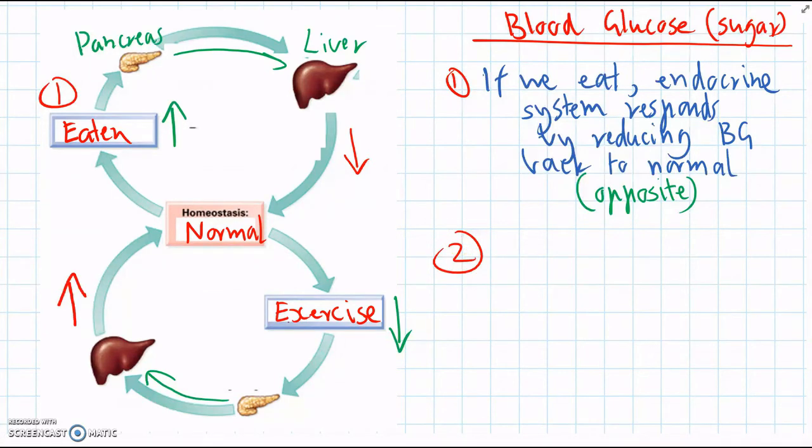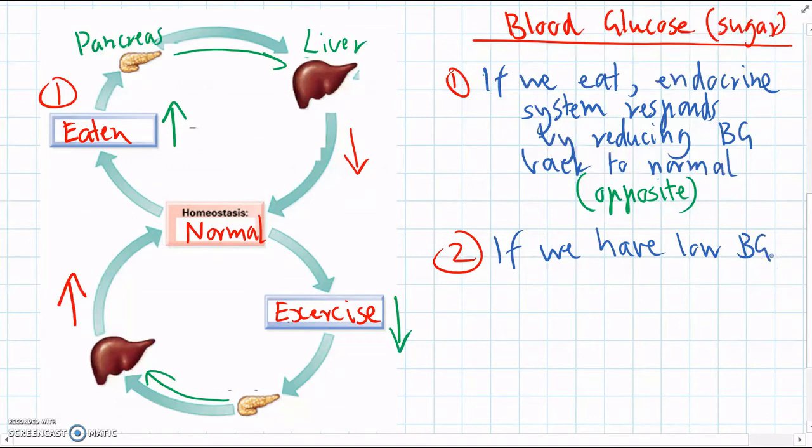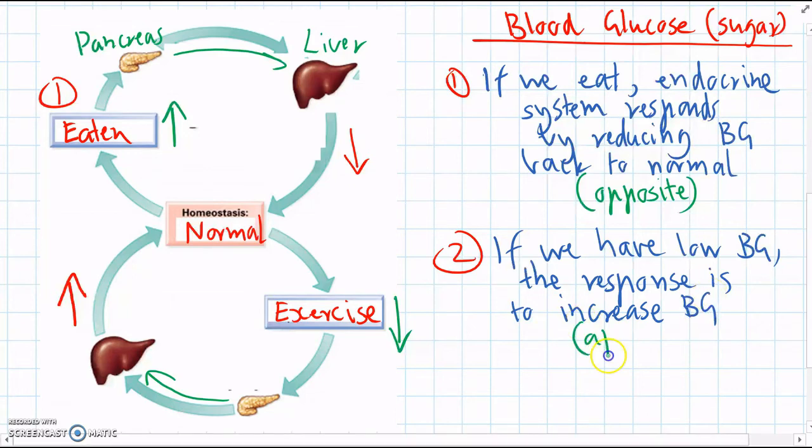And on the other hand, if we have low blood glucose, BG for short, then the response is to increase the blood glucose. Again, this is the opposite response to the stimulus. And this process of having a response that's the opposite to the stimulus is called negative feedback.